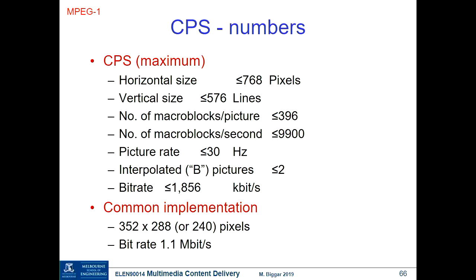So commonly the implementation was even lower resolution, bit rate of 1.1 megabits per second to fit easily on a disk, and at a lower resolution than that. But by defining this constrained parameter set, it just meant that there was a point at which manufacturers could target when they were building chips.